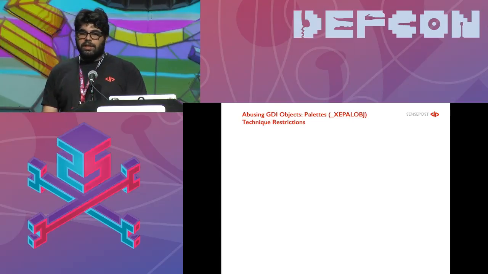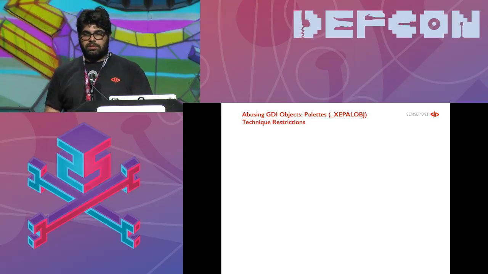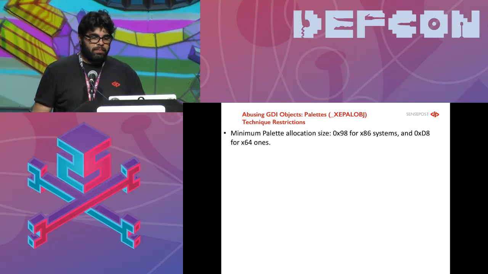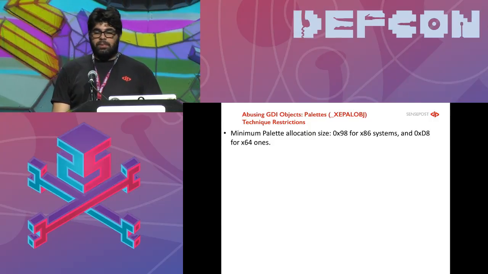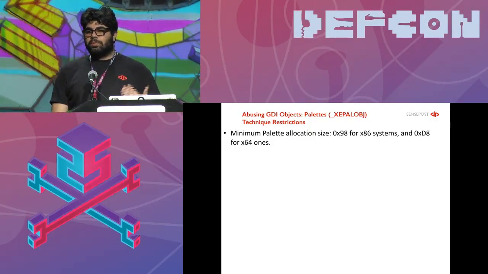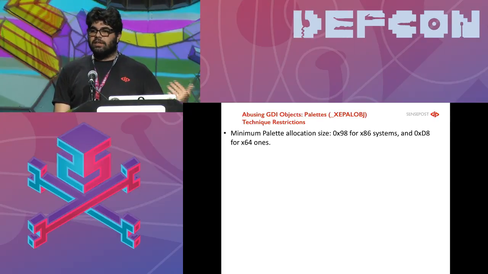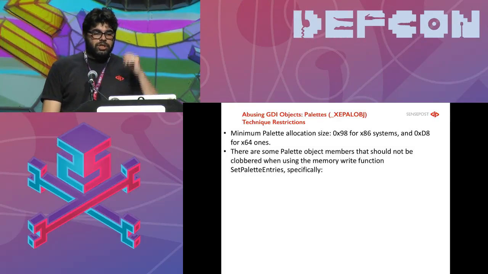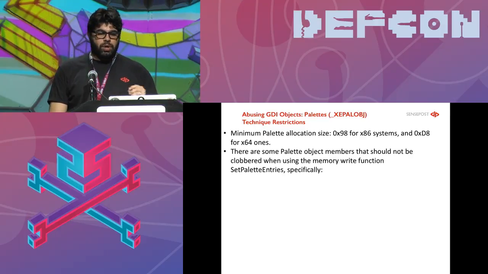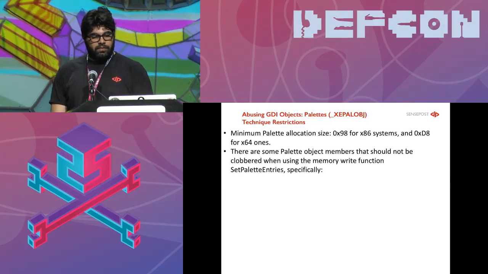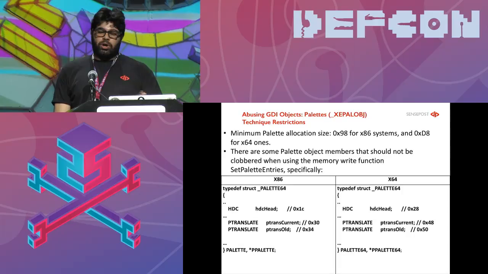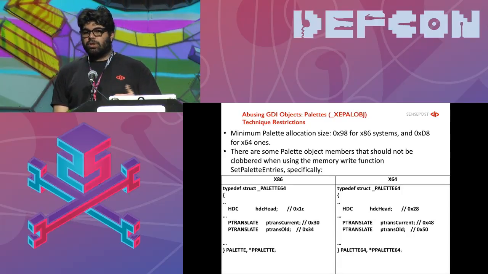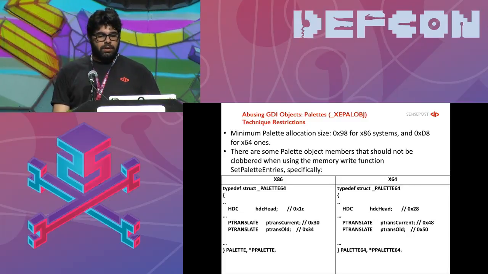So there are some technique restrictions in regards to using color palettes in exploitation. First of all, the minimum palette allocation size is 0x98 bytes for x86 systems and 0xd8 bytes for x64 ones. So when you corrupt the cEntries member, it has to be larger than these values. The next restriction is related to the SetPaletteEntries function. When you try to write to palette memory using SetPaletteEntries, if you clobber any of these members, it will block the writing to memory, which effectively will result in either a blue screen of death or erroring out without actually writing to kernel memory.